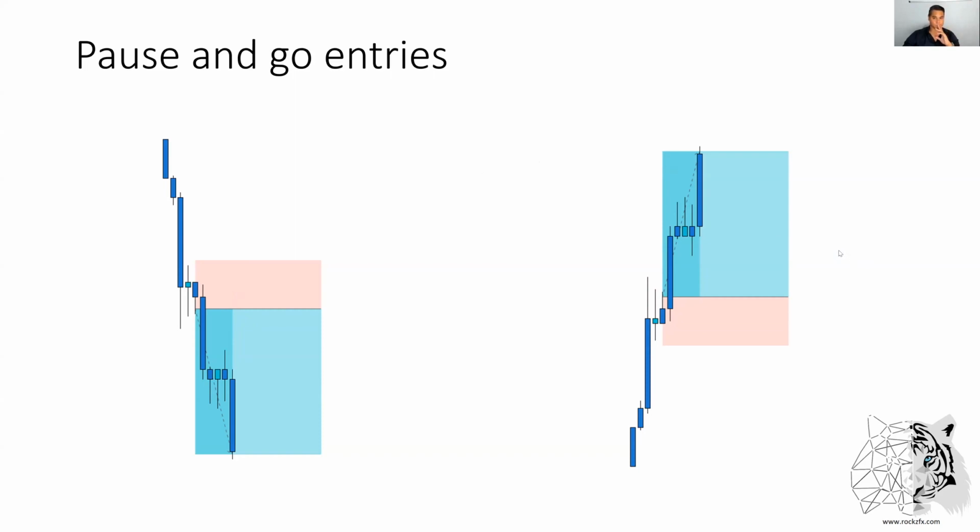Okay, cool. Rox, when you're working with Boost and Go, there's no level that you are working on? At this moment in time, there is no key level. There's just too much momentum. Okay. For this pattern, pause and go.